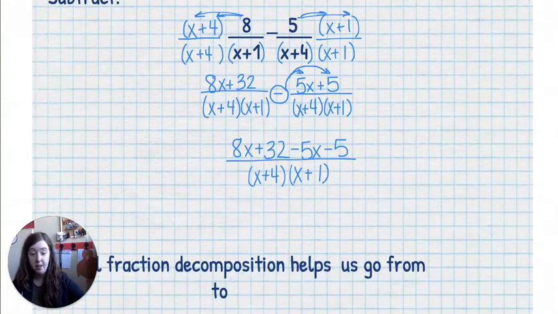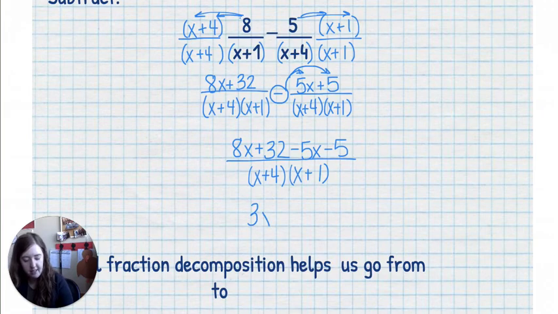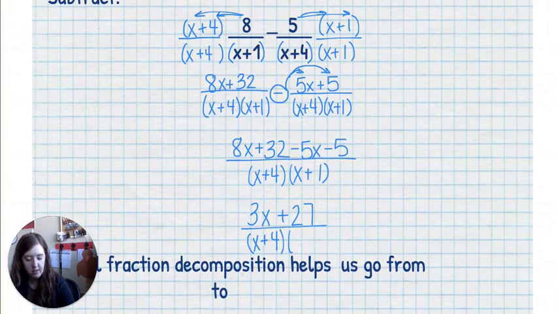Then we'll combine like terms. 8x minus 5x is 3x. 32 minus 5 is 27. And that's over x plus 4, x plus 1.